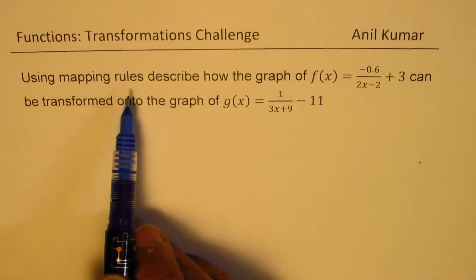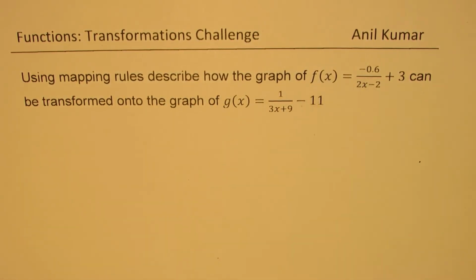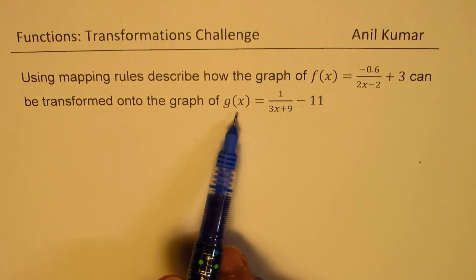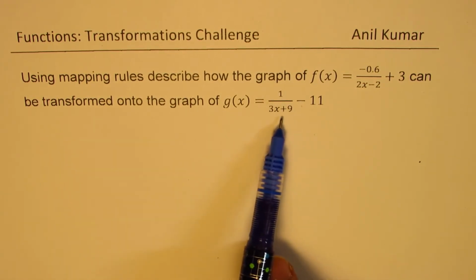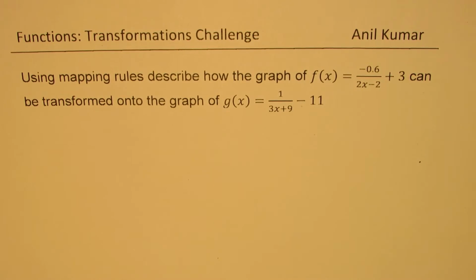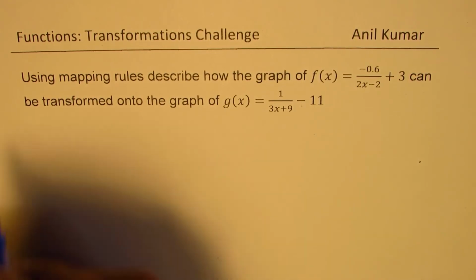Using mapping rules, describe how the graph of f of x equals minus 0.6 divided by 2x minus 2 plus 3 can be transformed into the graph of g of x, which is equal to 1 over 3x plus 9 minus 11. Indeed, a very difficult question. So let us try to understand the method.